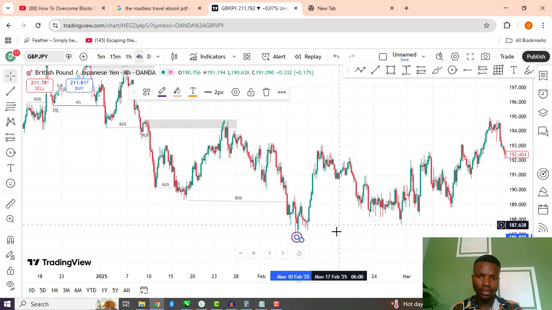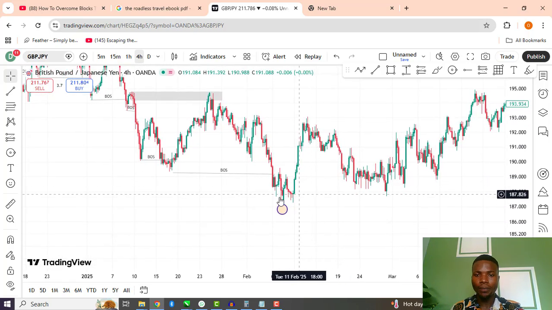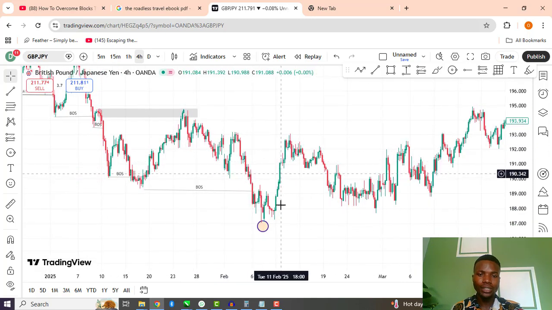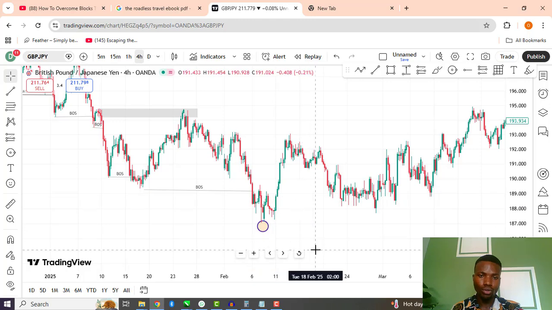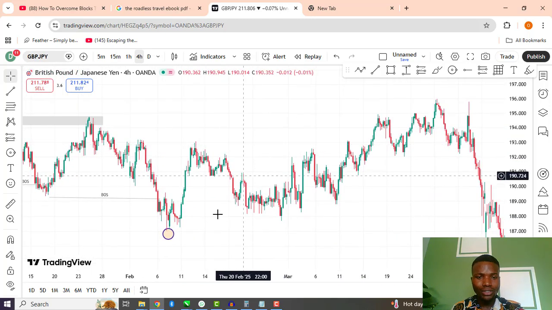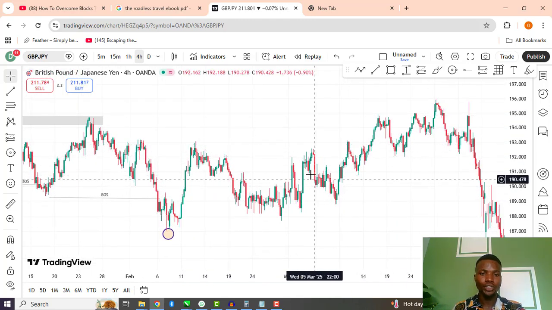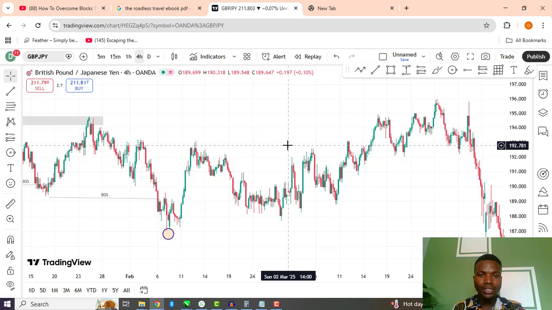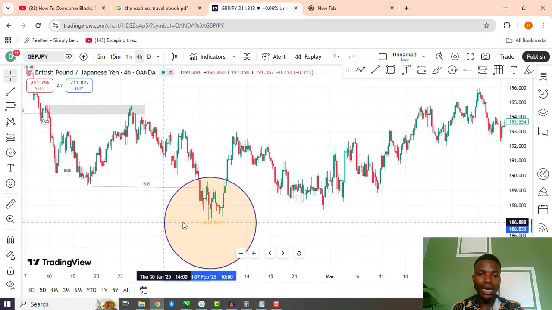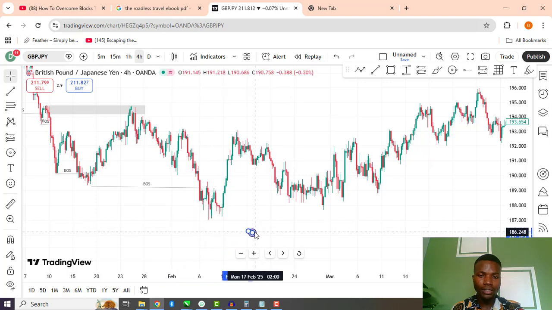I think we should use something like blue. Okay, so this is the point that price refused to continue the selling pressure. So we can see that price actually continued in an uptrend. Now let me explain what happened right there. Okay, so what actually happened, sorry about that.